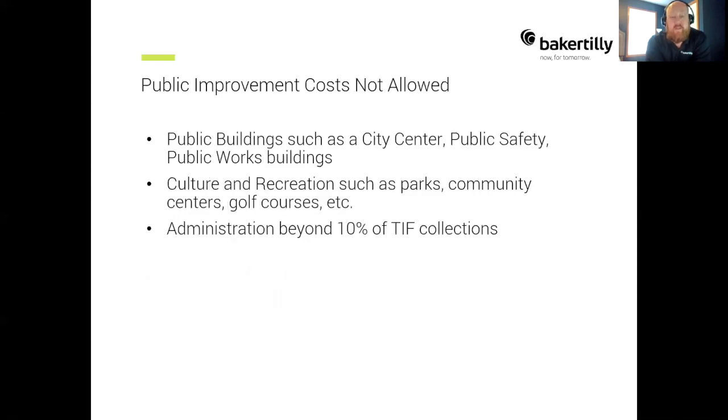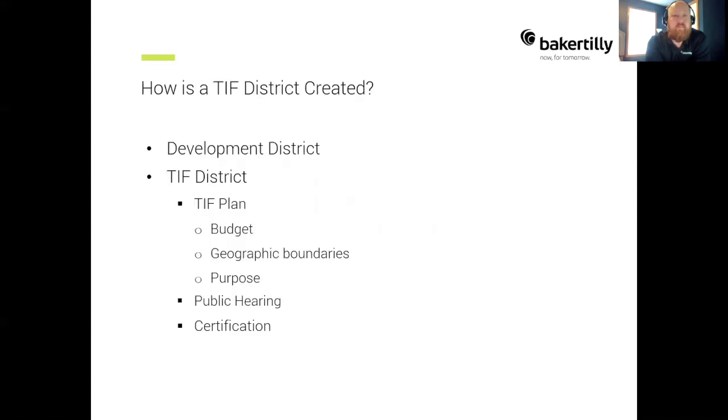The things that we can't do are public buildings such as city centers, public safety, public works buildings, culture and recreation, and then administration beyond 10% of collection. You used to be able to do some things in those categories, but it's been continually legislated out of existence and out of eligibility for TIF purposes.